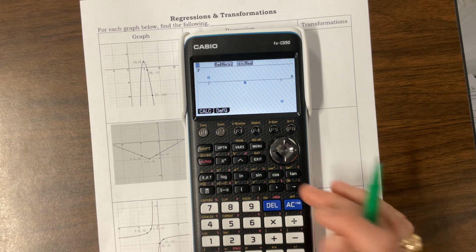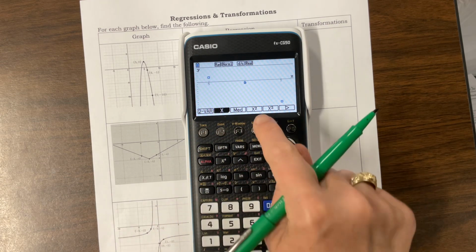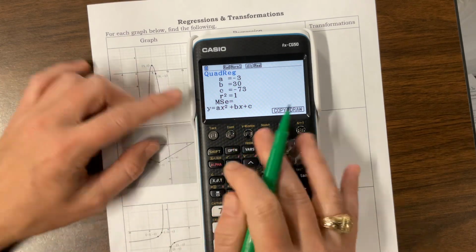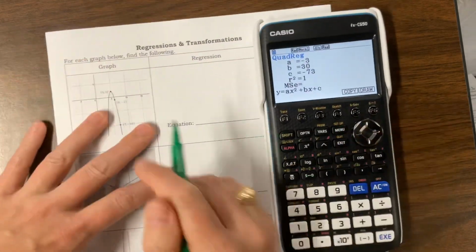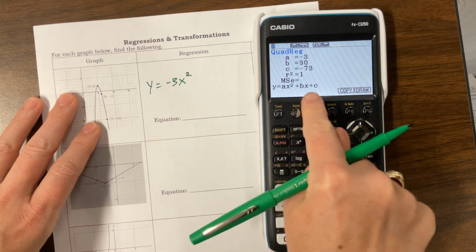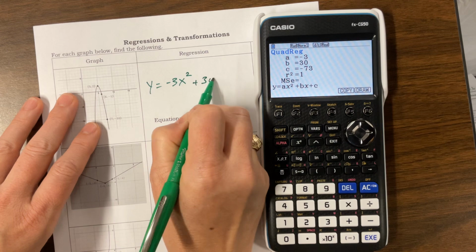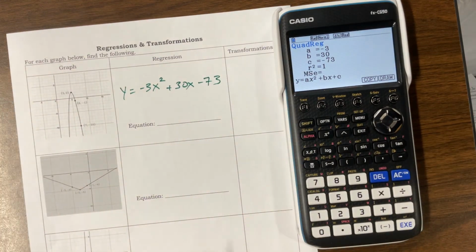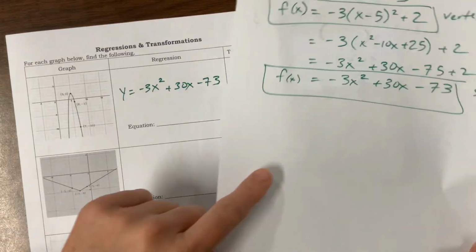There they are, okay. And then I can calculate, I can do a regression. I think it's x squared. Notice what this gave me: they're saying my a is equal to -3, so it's -3x squared. My b is 30, and my c is -73. And have we seen that equation before?